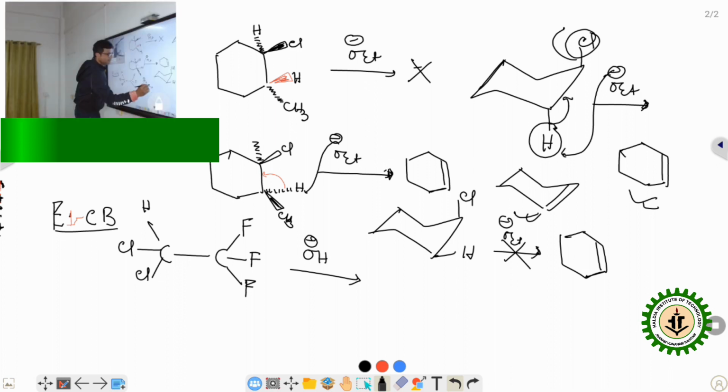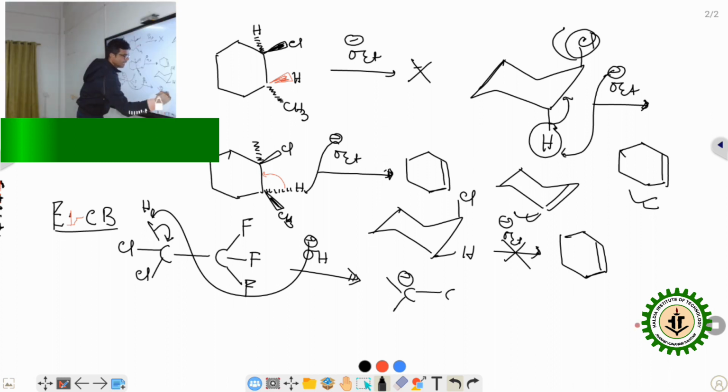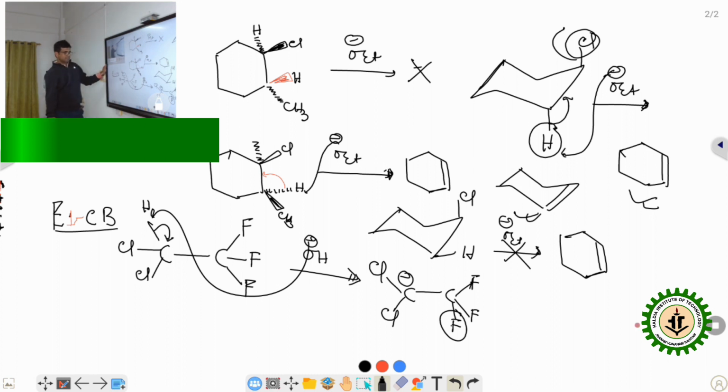You see that if I use a base, what will happen? This base will abstract this hydrogen and form this anion, which you call the conjugate base. And here the interesting point is that the bond attached to the carbon is quite strong. The leaving group here is the fluoride, attached to this carbon atom, and it is quite strongly bonded.